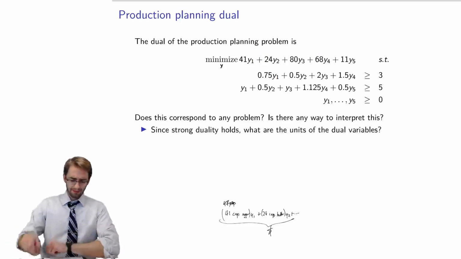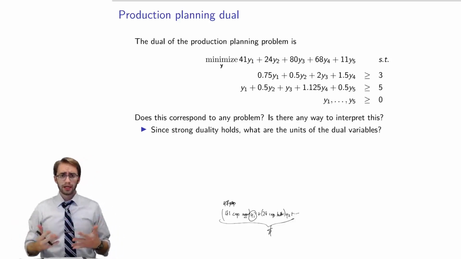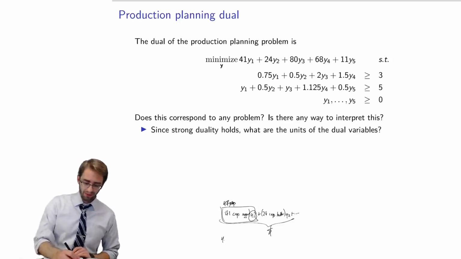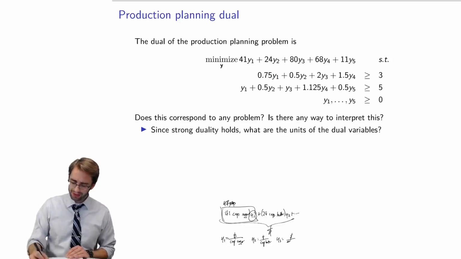And so therefore, what has to be true? What are the units of y1 then? The overall objective function has to be measured in dollars, and therefore 41 cups of sugar times y1 has to be something measured in dollars. And therefore, what is y1? y1 has to be dollars per cup of sugar. And equivalently, y2 has to be dollars per cup of butter. y3 is dollars per egg, and then I think y4 is vanilla, and I don't remember what y5 is, dollars per vanilla.